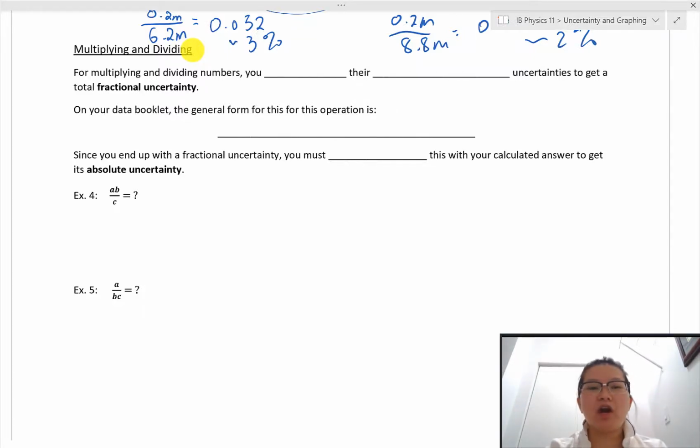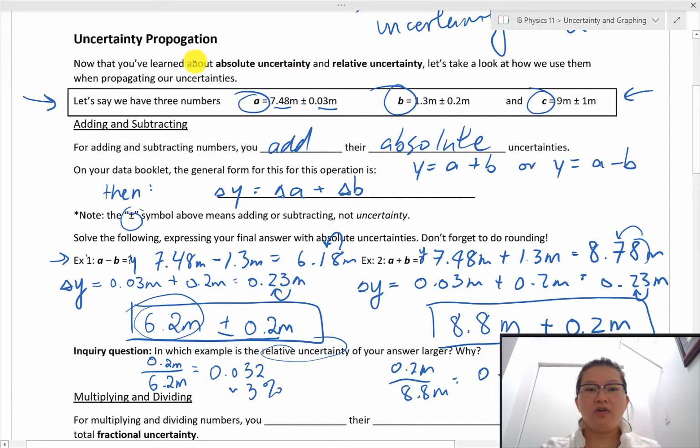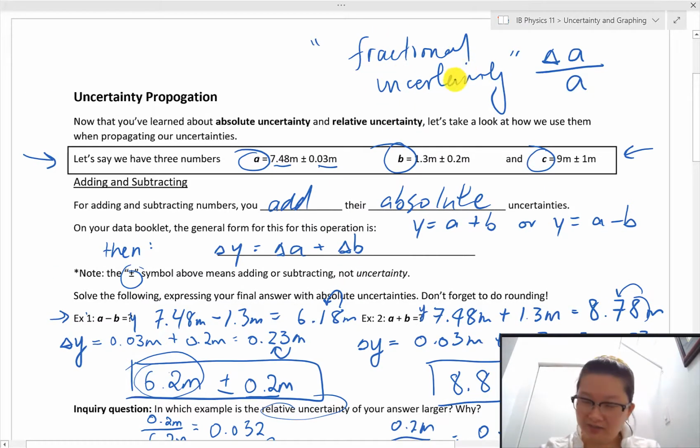In this video, it's a continuation of uncertainty propagation, and specifically, we are going to look at how to deal with uncertainties when you multiply or divide numbers with uncertainties. I will require you to know what absolute uncertainty is and what a relative uncertainty is. I will use the word fractional uncertainty in this video. And also the numbers that I will use are on the top of this page here, which A, B, and C are going to have known values.